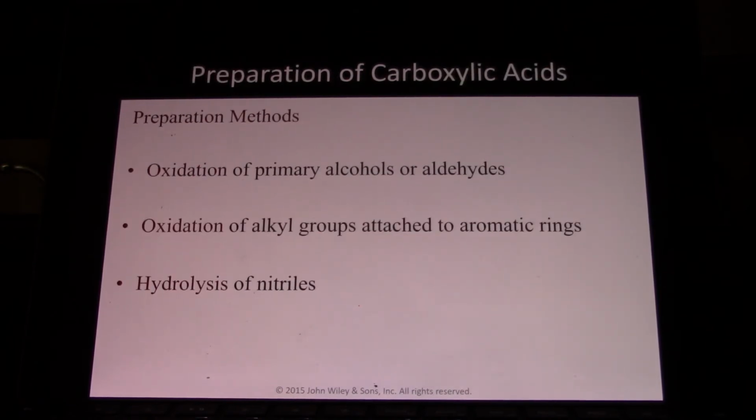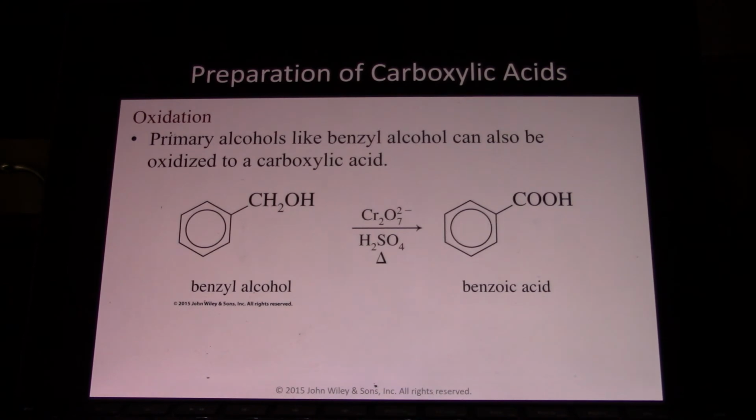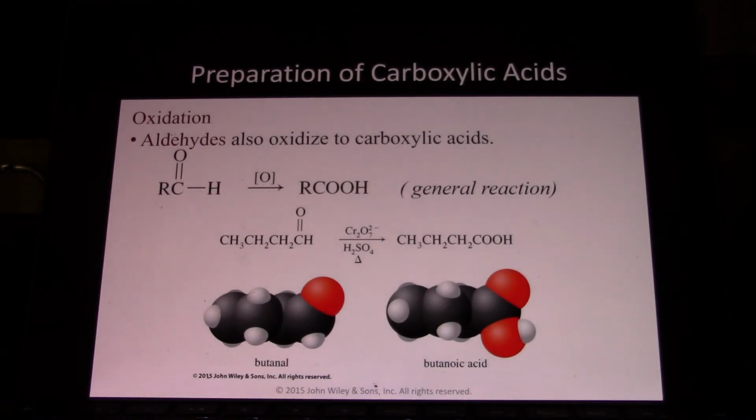How to prepare carboxylic acids? We can oxidize alcohols or aldehydes, or we can oxidize groups on aromatic rings, or we can hydrolyze nitriles. So here is the oxidation of an alcohol. It's got to be a primary alcohol to a carboxylic acid. It must be a primary alcohol. This will not work with a secondary alcohol because you're not going to break the carbon-carbon bond there. Here we oxidize benzyl alcohol to a carboxylic acid.